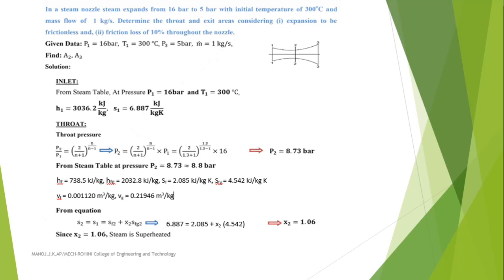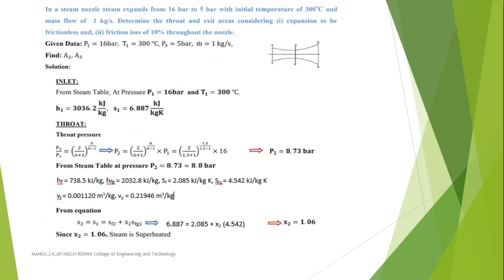X can decide whether the quality of steam is dry, wet or superheated. If the value of X is equal to 1, the steam is said to be dry steam. If the value of X is less than 1, it is said to be wet steam. If the value is greater than 1, it is said to be superheated steam. Right? We still don't know the quality of steam near the throat region. Therefore, we are going to find the value of X2 first.